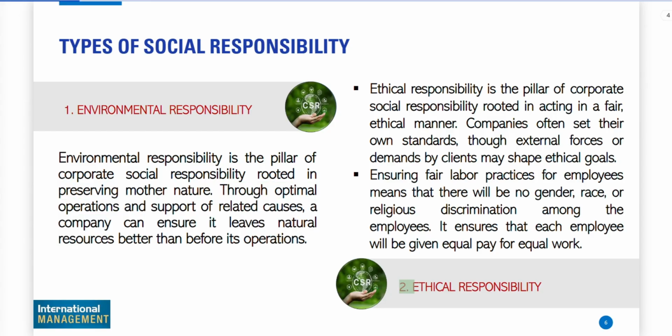2. Ethical responsibility. Ethical responsibility is the pillar of corporate social responsibility rooted in acting in a fair, ethical manner. Companies often set their own standards, though external forces or demands by clients may shape ethical goals. Ensuring fair labor practices for employees means that there will be no gender, race, or religious discrimination among the employees. It ensures that each employee will be given equal pay for equal work.